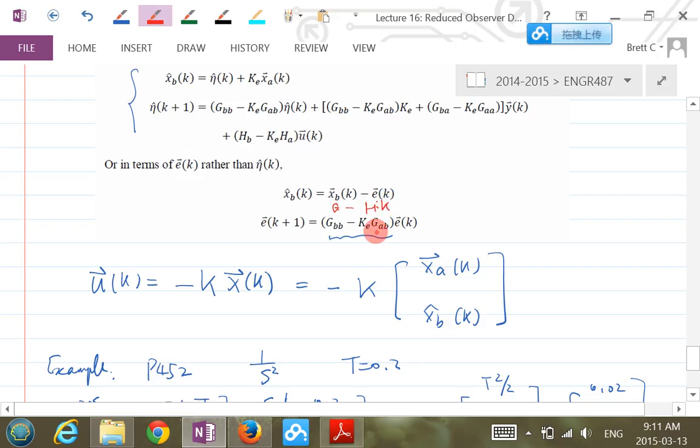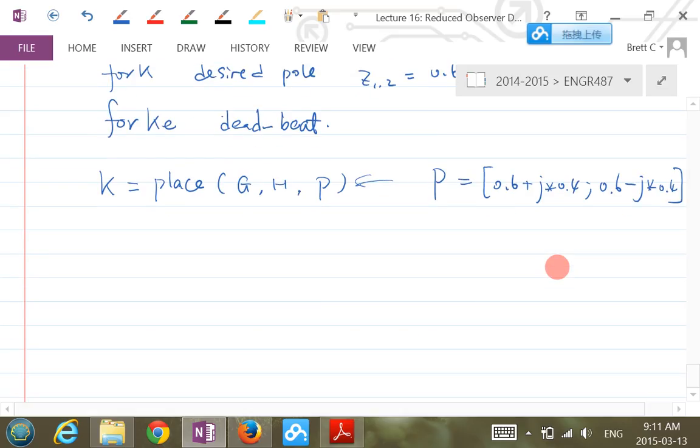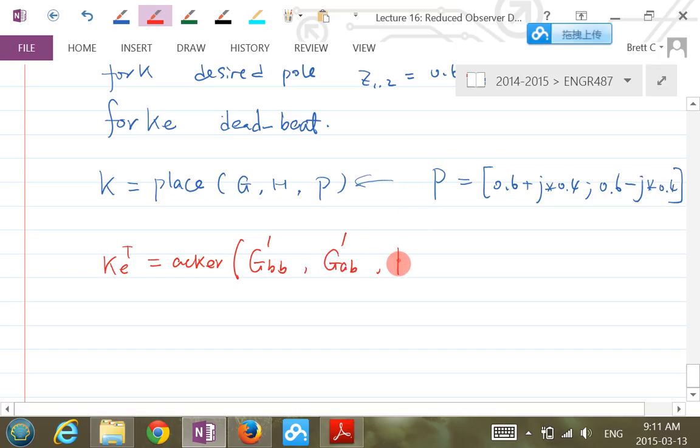But here KE is in front of GAB. So if you want to calculate KE, you actually calculate KE transpose using the Ackermann formula with GBB prime, GAB prime, and the desired P. They have to be transposed, the GBB transpose. What you get is not KE, what you get is KE transpose. Then KE equals KE transpose, transposed, and that is your KE. You see what I'm saying?